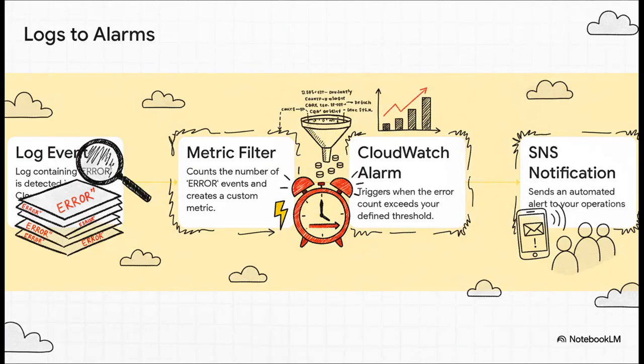Now, this is where things get really cool. Instead of waiting for something to break and then spending hours digging through logs, you can make your logs work for you. You can set up something called a metric filter that just sits there and counts every time the word error shows up. Then a CloudWatch alarm can watch that count, and if it suddenly spikes, bam, it automatically shoots a notification to your team.